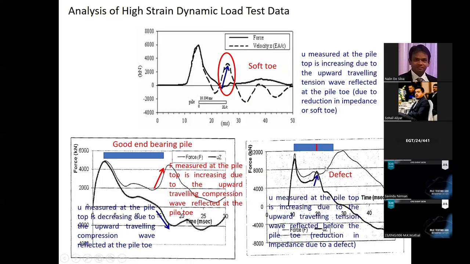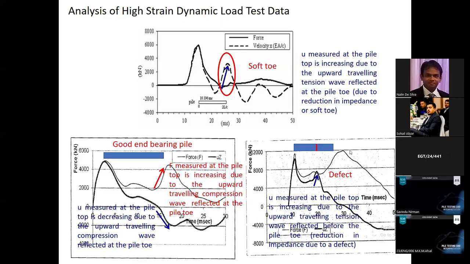Then let's have a look at this one. So this is the travel time. So before the wave goes to the pile toe and comes back, there is a sudden increase in the velocity, right? The solid line, the thick line, indicates the velocity. So sudden increase in the velocity means there is a defect. But the pile is actually resting on good quality strata because the force record is always above the velocity record close to the pile toe. So no soft toe condition or any other issue, but somewhere in the middle of the pile, there is a defect, right?